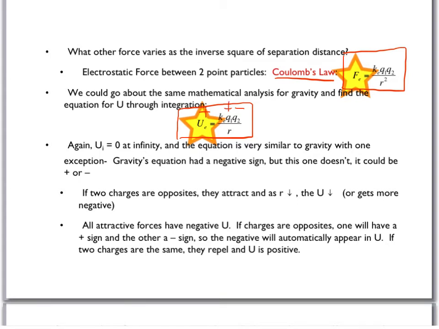But if we had one of the charges as a positive and the other one as a negative, we'd see that now our overall equation ends up with a negative sign in front of it. If 2 charges are opposites, they're going to attract each other. And as the distance between those 2 charges, if this was a positive and this one was a negative, as these things get closer and closer together, your potential energy is going to go down or become more negative. All attractive forces have a negative potential energy. And if the charges are opposites, we'll see that that negative sign automatically appears for us.